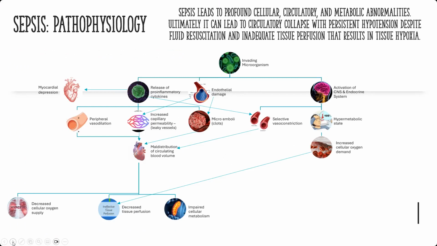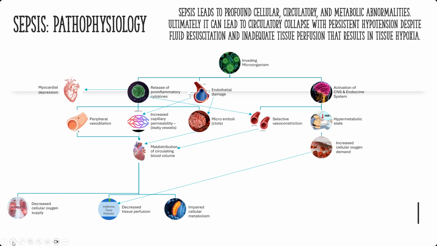Ultimately, if we don't intervene, if we don't recognize that the patient is septic, it can lead to circulatory collapse with persistent hypotension despite us giving them adequate tissue perfusion. So we really have to recognize that they're septic, and we have to act quickly, and we'll talk about that in a second. So how does sepsis work?